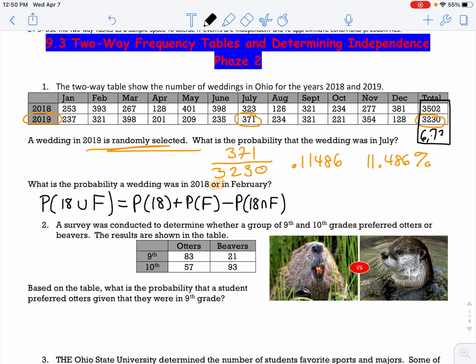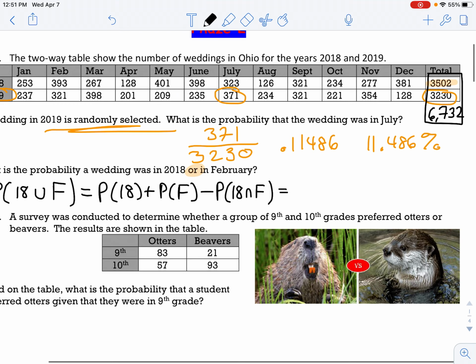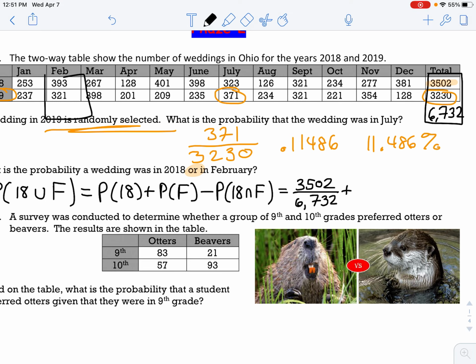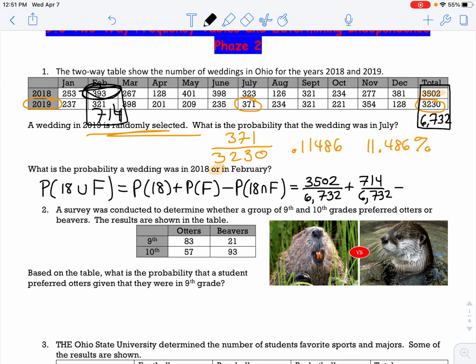And there's 6,732. All right. So in 2018, though, it was 3,502. So it's going to be 3,502, the amount of 2018 over the total, plus the amount in February, which again, I don't think we have that exact number. We got to calculate it really fast. So 714. Okay, then we got to minus the ones we double counted, which 393 appeared in both of them.